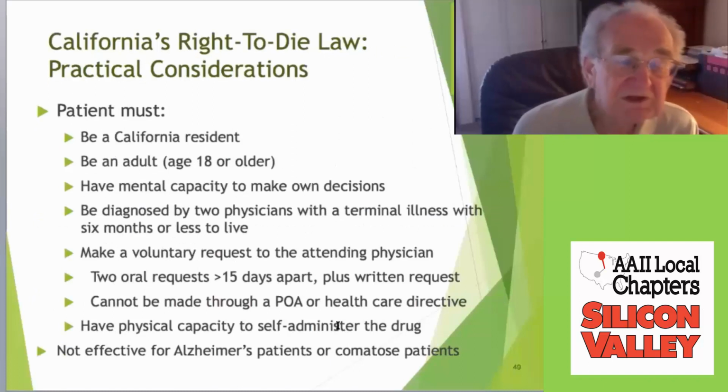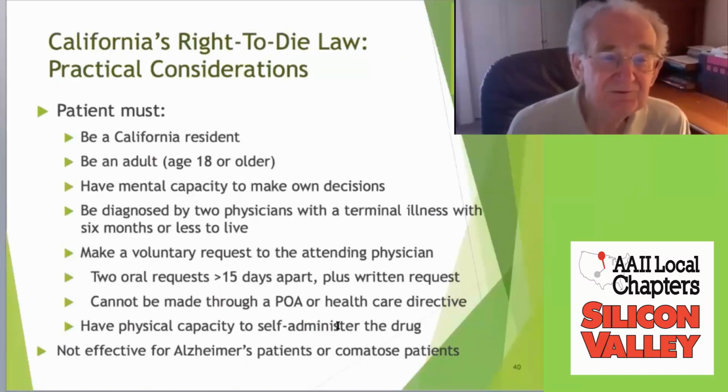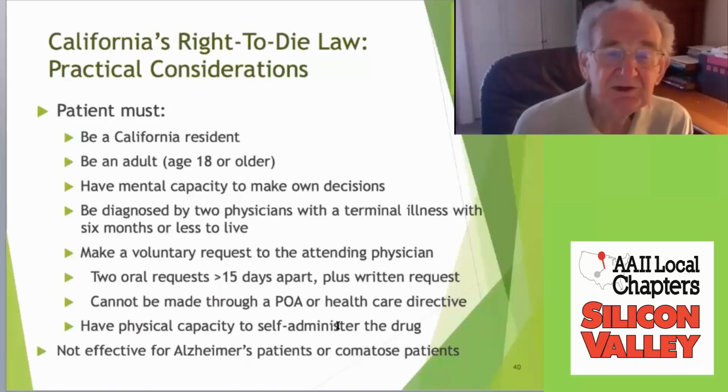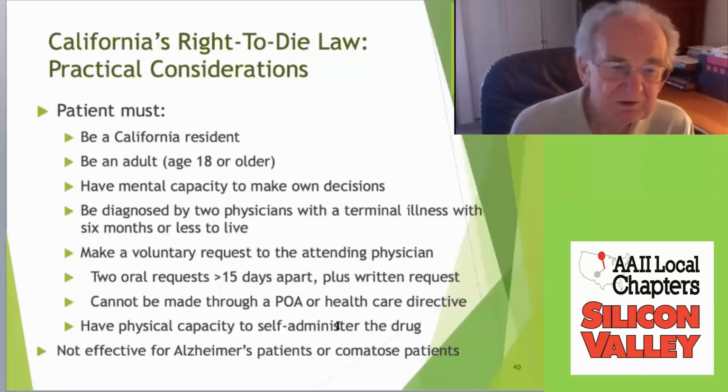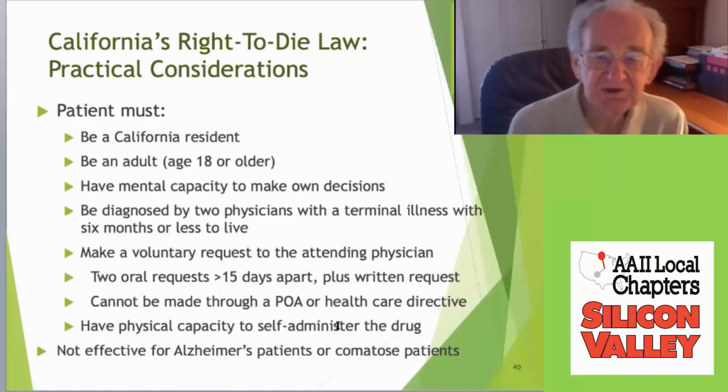The requirements for this: you must be a California resident, be an adult, have the mental capacity to make your own decisions. You have to have two physicians diagnose terminal illness, and then there are requirements as to how you make written and oral requests to use this. And then you must have the physical capacity to self-administer the drug.